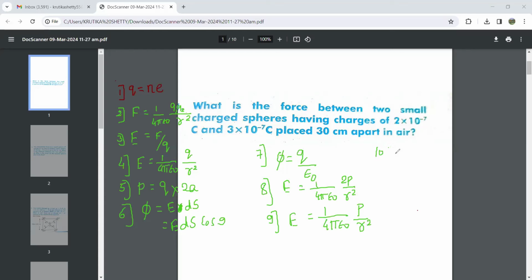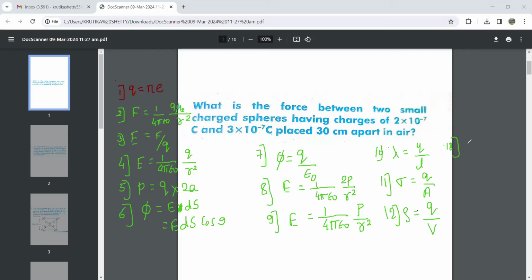The next, 10th formula, the linear charge density is equal to charge per unit length. 11th formula, surface charge density is equal to charge per unit area. Then volume charge density is equal to charge per unit volume. The last three formulas here are applications of the Gauss law.